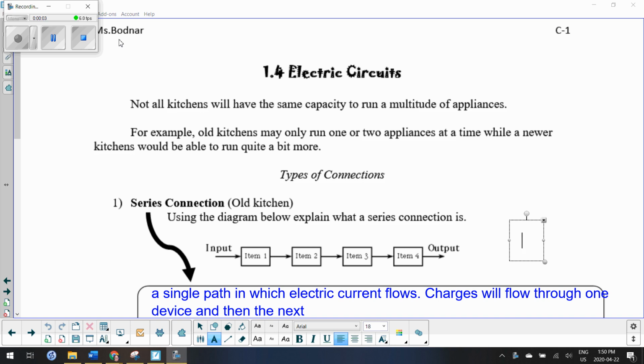Okay, moving on to electric circuits. Electric circuits have a lot more calculations in them, and you will have to learn how to draw electric circuit diagrams, or at least interpret them. So this is in section 1.4 in the notes package.